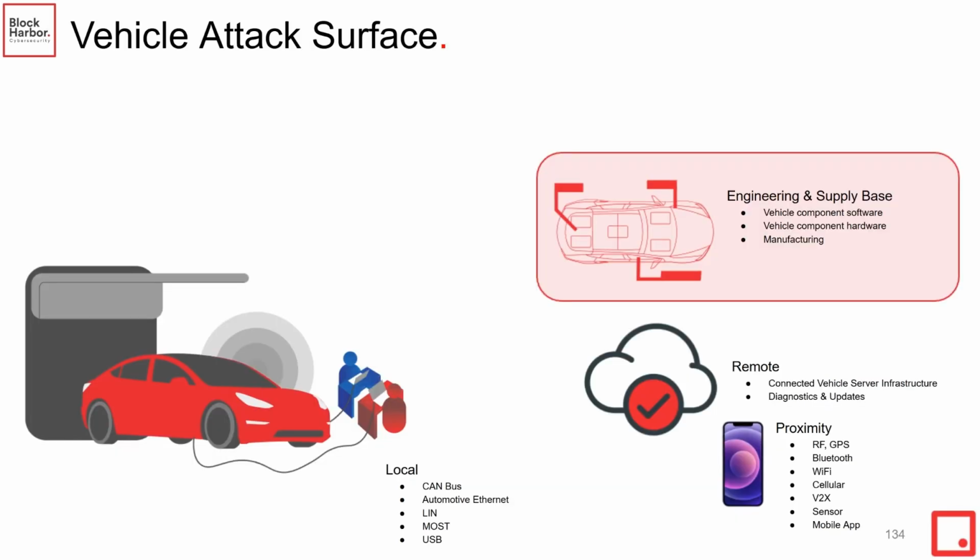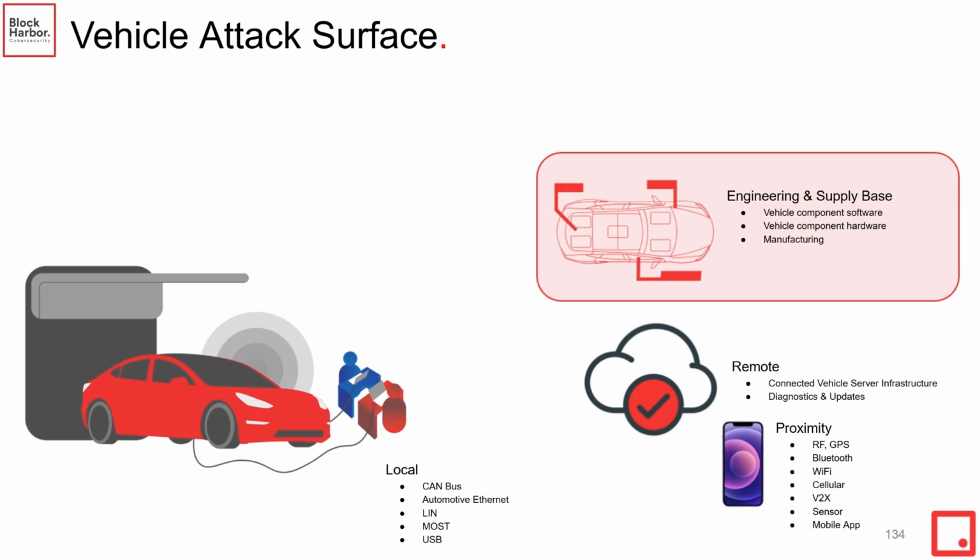Now let's focus on understanding the vehicle attack surface. In the context of automotive cybersecurity, the attack surface refers to all the potential entry points that an attacker could exploit to gain unauthorized access to a vehicle's systems. By identifying these attack surfaces, we can better understand where vulnerabilities might exist and develop strategies to mitigate potential threats.